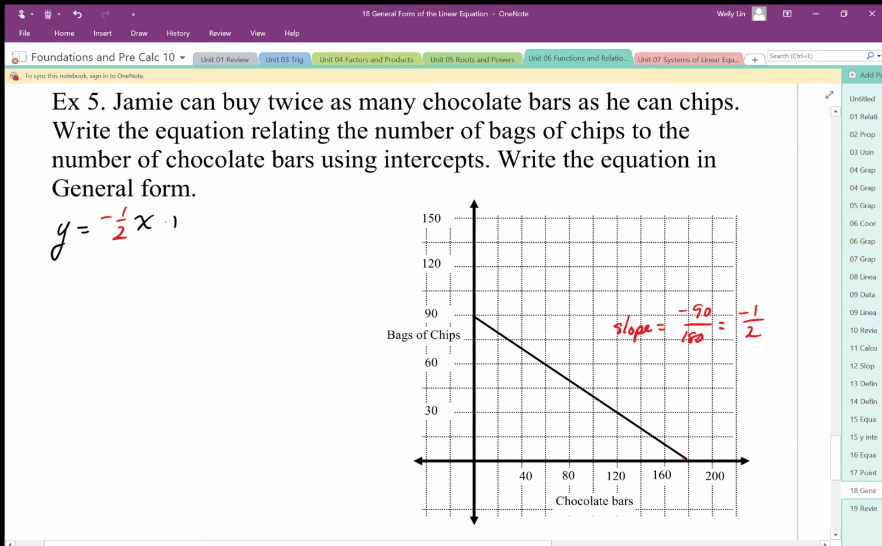x plus my y-intercept is 90. I can get that directly from my graph. So there's my 90 here. I'll just make sure that we know where we're getting that from. We just get that directly from the graph.